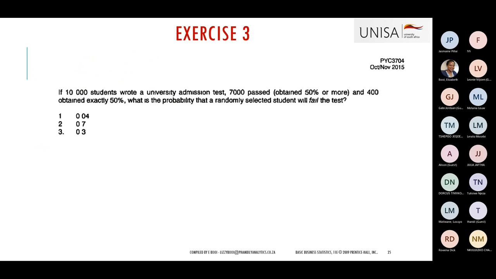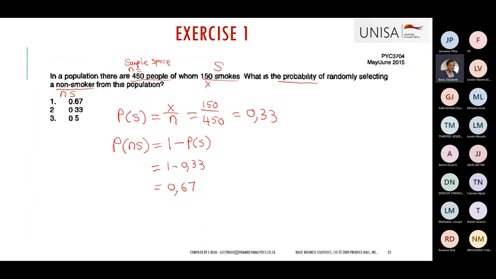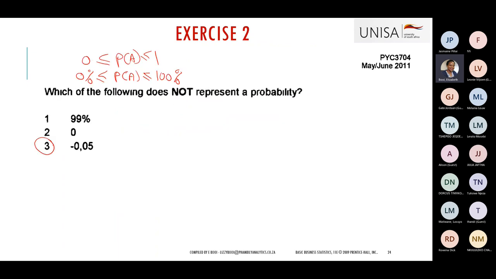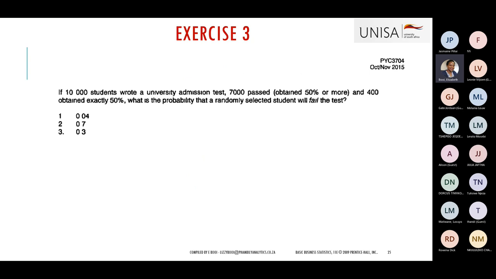Exercise 3. If 10,000 students wrote a university admission test, 7,000 passed and obtained 50% or more, and 400 obtained exactly 50%, what is the probability that a randomly selected student will fail the test? So this is the same as what we did previously, right? They give us the smokers and they ask us to find the complement of them. The same thing. They gave you those who passed, and they ask you to find the complement, those who didn't pass.